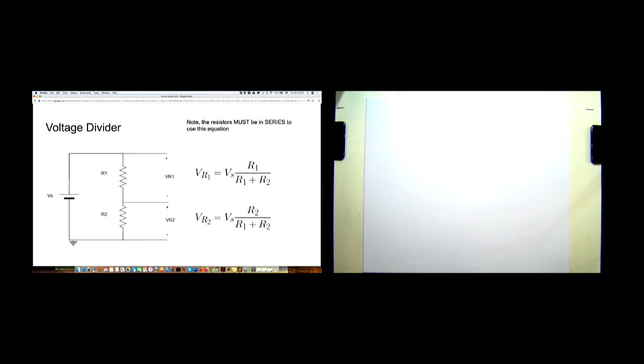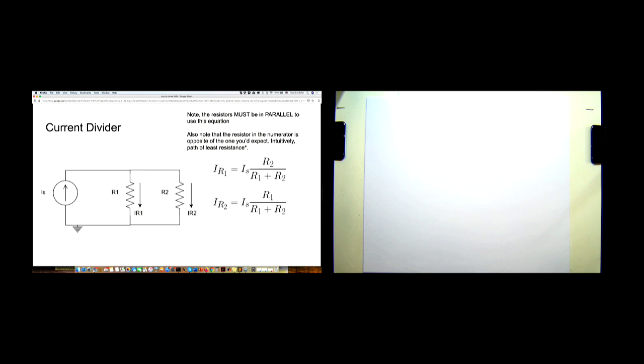Now moving on, some very fundamental useful circuits that you've seen over and over in discussion and lecture and in homework problems are the voltage divider, where you have a voltage across a stack of resistors, and basically the voltage across each resistor can be found as VR1 is Vs times R1 over the sum of the two resistances. VR2 is just Vs times R2 over the sum of the two resistances.